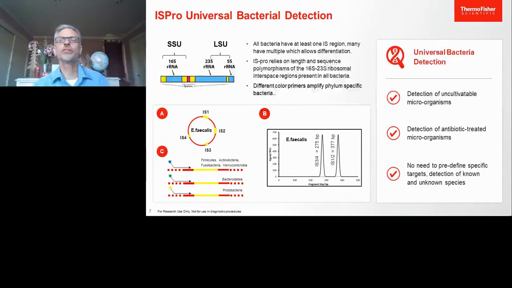And some of the advantages of this approach are that it's a rapid workflow. You can get an answer within about a 4 to 5 hour turnaround time. It does not require culture of the bacteria, and it can detect known and unknown species. No need to predefine the species that you're looking for. And in addition, it can detect bacteria that cannot be cultivated.